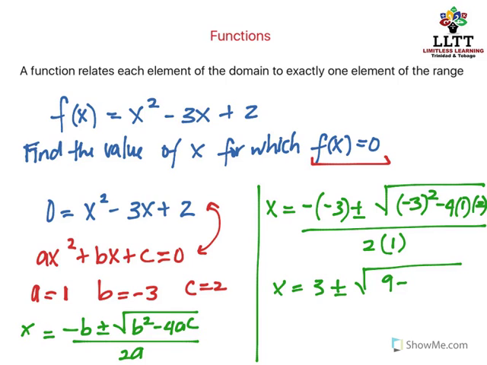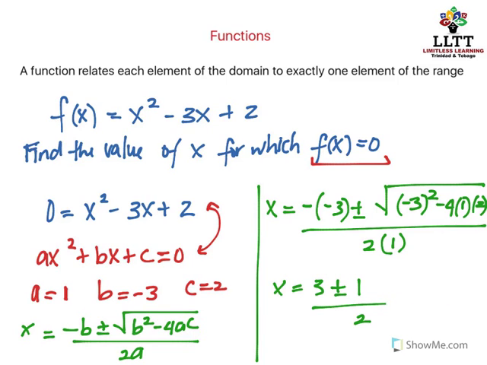4 times 1 is 4, times 2 is 8, so 9 minus 8, all over 2 times 1 is 2. I can simplify within here further. 9 minus 8 is the same thing as 1. So I now have 3 plus or minus the square root of 1 over 2. And the square root of 1 is 1. So now I have 3 plus or minus 1 over 2.